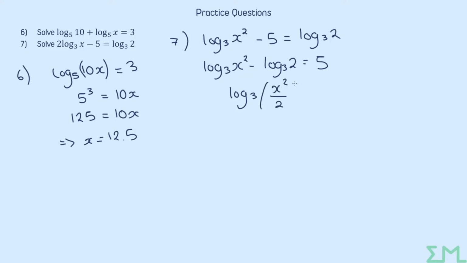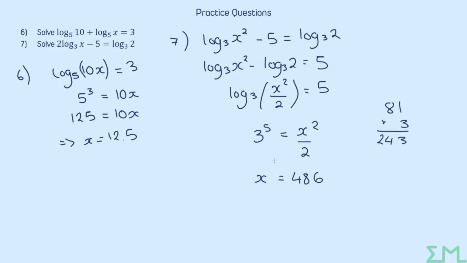x squared over 2 equals 5. And now we turn to an exponential equation. So base number 3, power is 5. That must equal x squared over 2. And then x equals, okay, 3 to the power of 5. We should already know 3 to the power of 4 is 81. Multiplying by another 3, 243. We're going to double that as well. So that's going to be 486 for x squared.